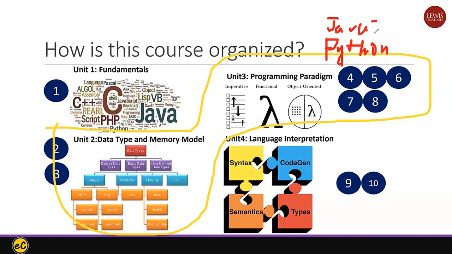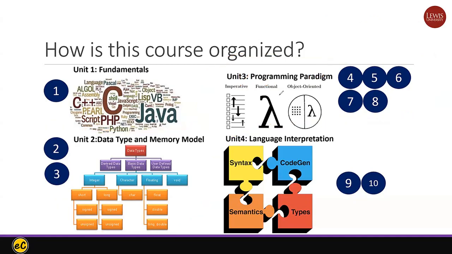JavaScript is also a very good candidate. Okay. And these two languages are considered to be good candidates because they have the object-oriented programming feature. They also have functional programming features. They also have good imperative programming features.